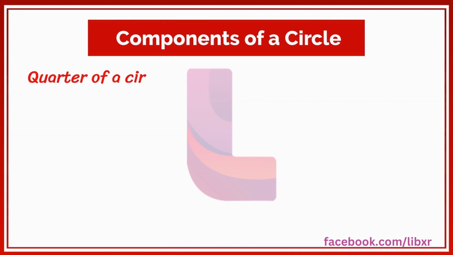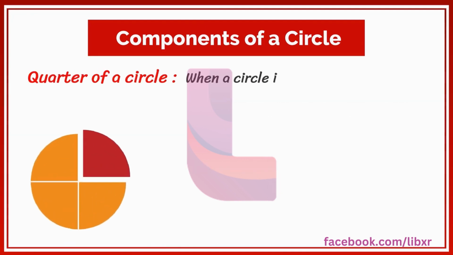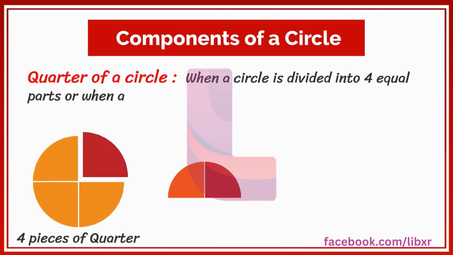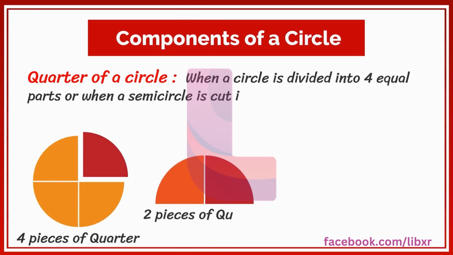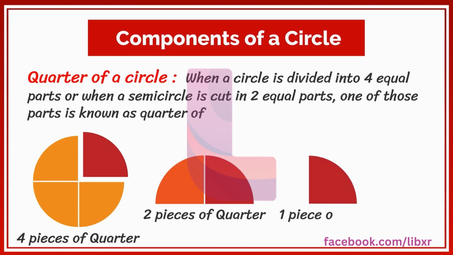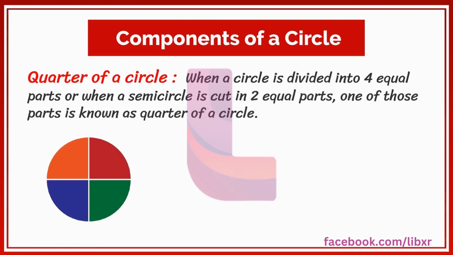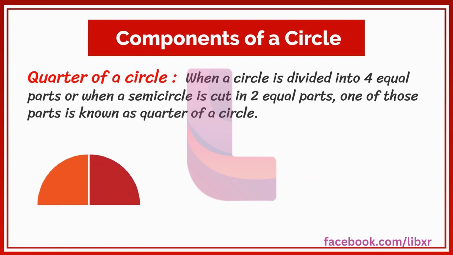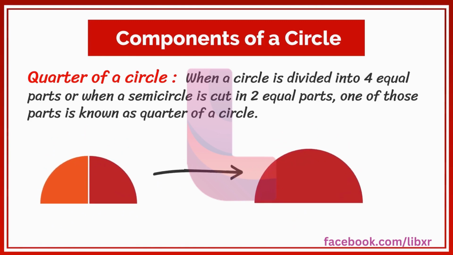Quarter of a circle. When a circle is divided into four equal parts, or when a semicircle is cut in two equal parts, one of those parts is known as quarter of a circle. Four equal size quarters of circle make one circle, and two equal size quarters of circle make one semicircle.